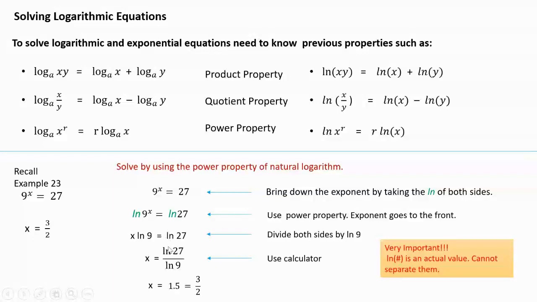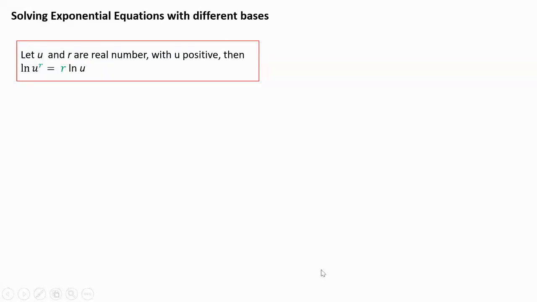This is very important. For example, the LN of a number is actually a value. You cannot separate it. For example, the LN of 9 goes together. That's why it's a number. Okay, and this is a misconception of many students: here they cancel the LNs and say the answer is 3, which is wrong. It goes together. The LN of 27 is a number, and the LN of 9 is also another number. Okay, so be very careful with that.